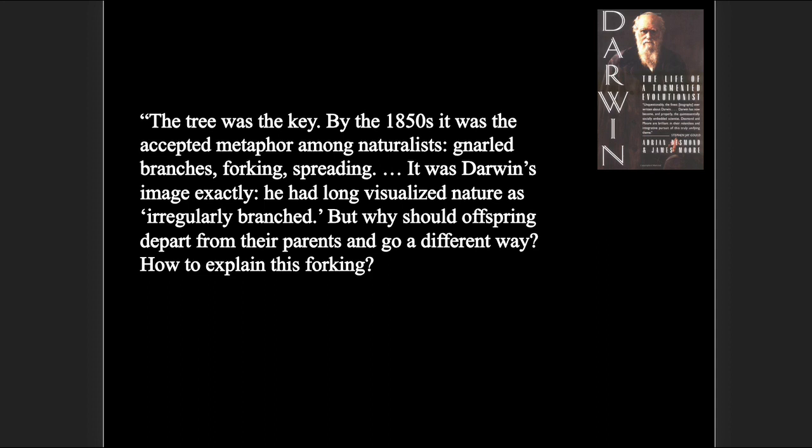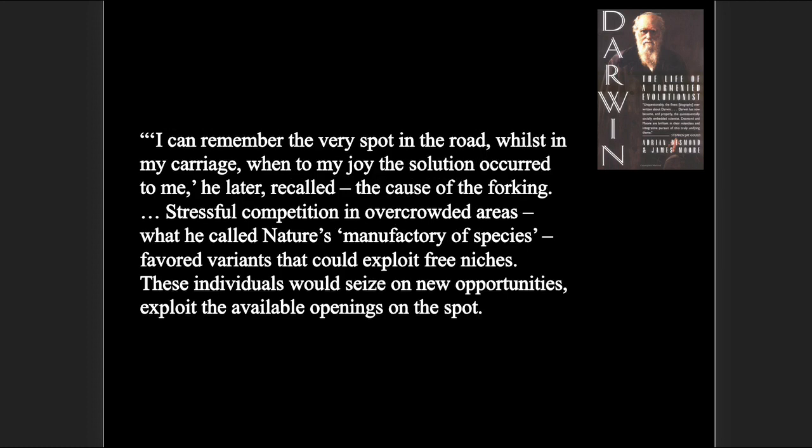The tree was the key. By the 1850s, it was the accepted metaphor among naturalists. Gnarled branches, forking, spreading. It was Darwin's image exactly. He had long visualized nature as irregularly branched. But why should offspring depart from their parents and go a different way? How to explain this forking? I can remember the very spot in the road, whilst in my carriage, when to my joy the solution occurred to me, he later recalled. The cause of the forking.